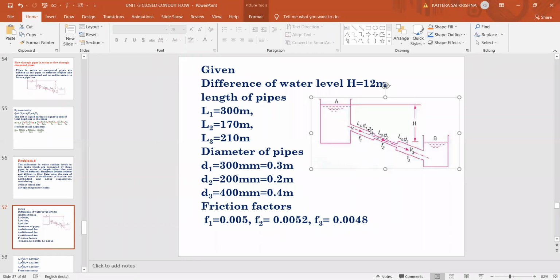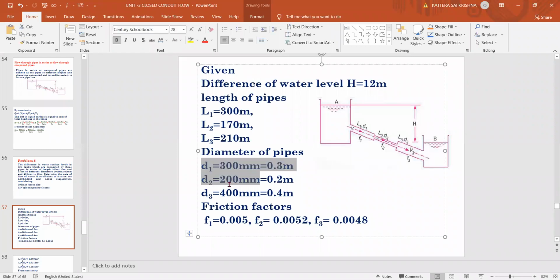If you are unable to draw the diagram in this way, suppose you draw a smaller size here, a bigger size here, and again a smaller size, the problem will be completely changed. Because if you do that, you will get two contractions. In that way, the minor losses will be changed if you are not drawing the diagram correctly. Okay. So check the diameters properly. Then you can draw the image like this.